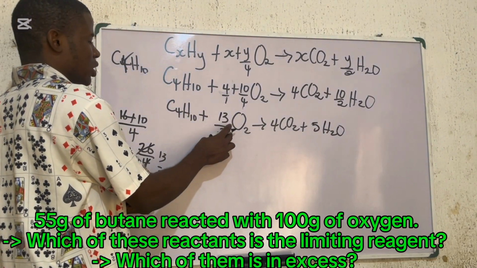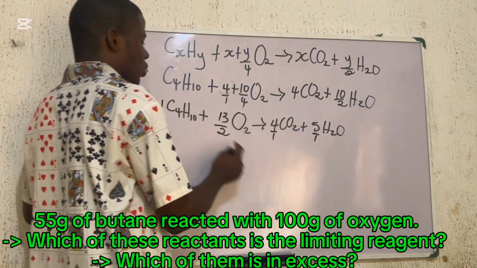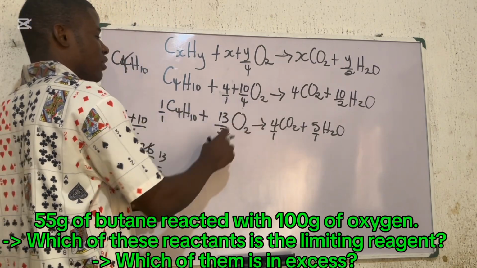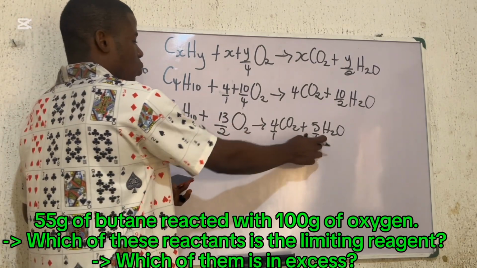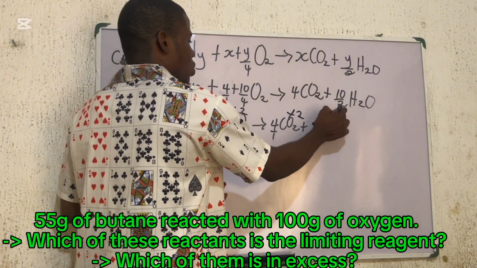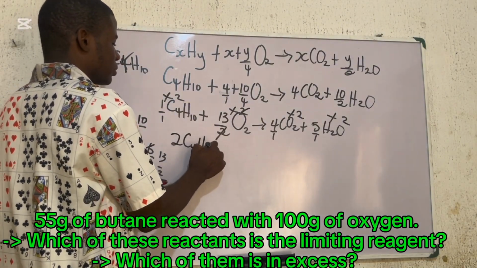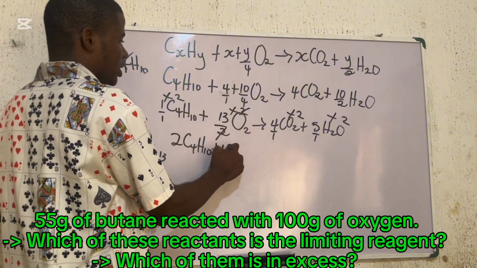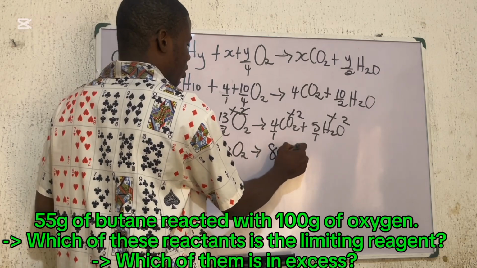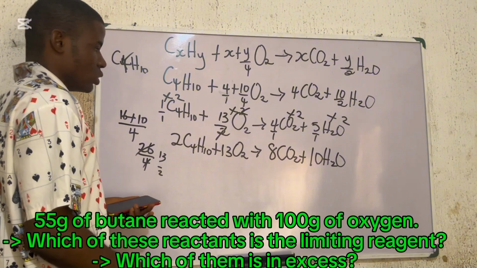But this fraction here, I don't want it. So the number of moles, I have 1 over 1, 13 over 2, 4 over 1, 5 over 1. So I clear fractions. I check for the LCM of all the denominators, then multiply each and every one of them by that LCM. LCM of 1, 2, 1, 1 is 2. So we multiply here by 2, multiply here by 2, multiply here by 2, multiply here by 2. The 2 cancels 2. 1 times 2 is 2. So we have 2C4H10 plus 13 moles of oxygen plus 4 times 2, 8 carbon dioxide plus 5 times 2, 10 moles of what? Water. I hope you understand what I'm doing.